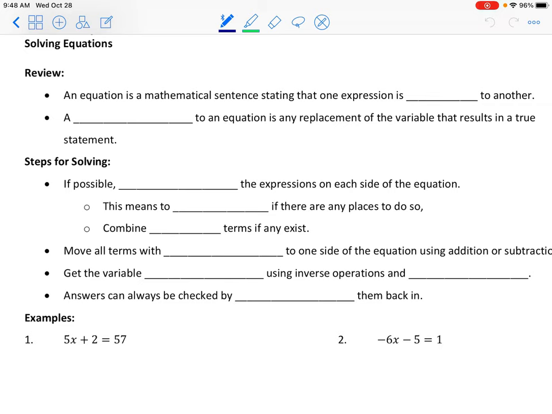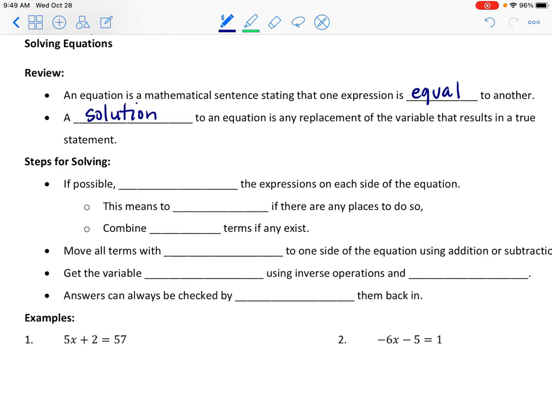Anyway, what does it mean to be an equation? Just to recap, when we're looking at an equation, it's a mathematical sentence that's stating that one expression is equal to another. So you're looking for expressions that are set equal to each other. And we know that a solution to an equation is any replacement of the variable that results in a true statement. So if I plug something in for the variable into the equation and I end up with the same thing on both sides of the equal sign or a true statement, we know that that is a solution. If not, then the number we've replaced is not a solution.